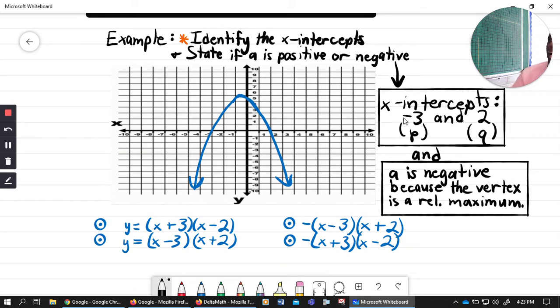So we've identified what the x-intercepts are, what the A has to be. Now, folks, remember that when you identify P and Q, for your x-intercepts, they are going to be the opposite sign of what is in the equation. Remember that. So again, when you're selecting the correct answer here, please remember that.